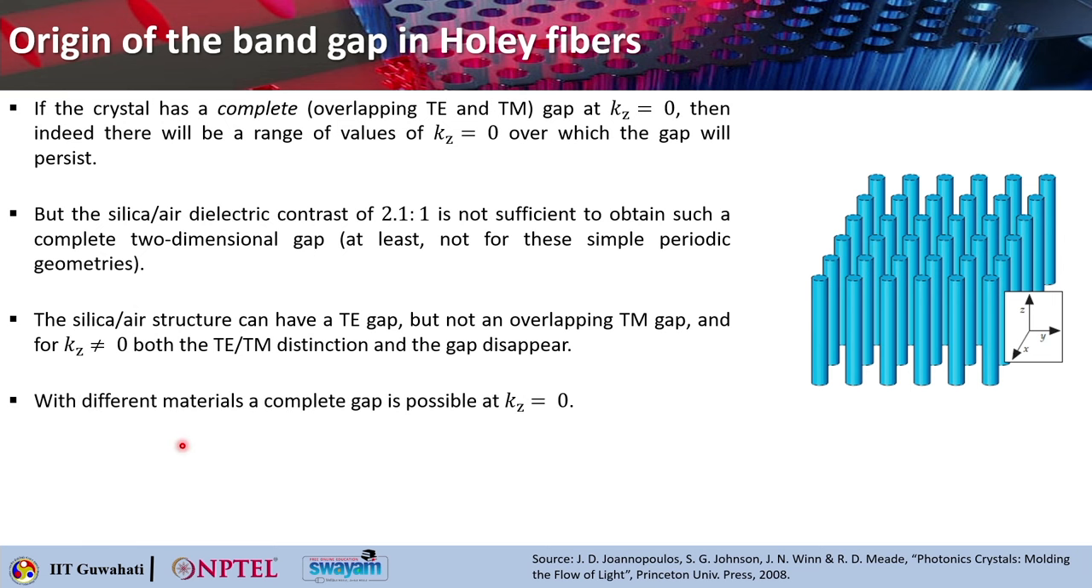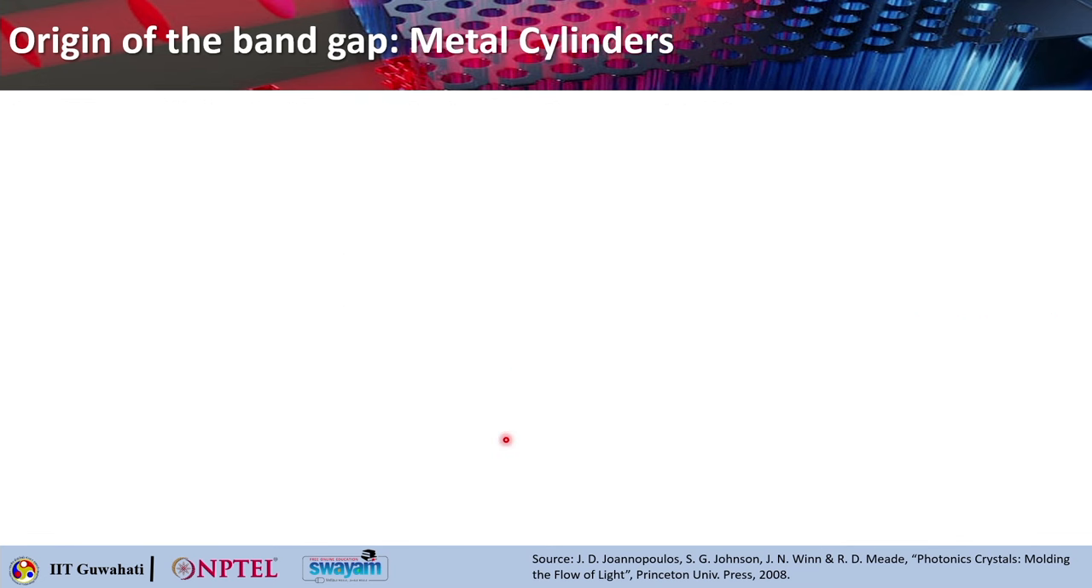With different materials, a complete band gap is possible at kz equals 0, something like chalcogenide glasses, which have indices of 2.7 or higher. So instead of silica, you have to use this kind of glass, for which a complete band gap can be possible for this kind of glass-air structure. So what other alternative do we have to find a gap in a Holey fiber?